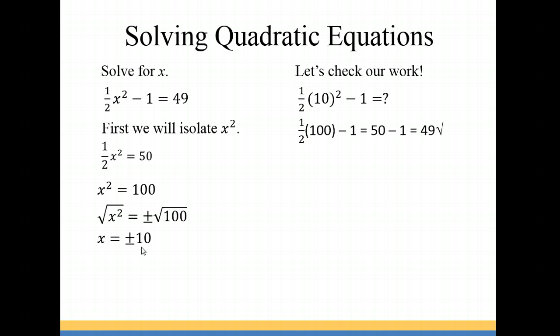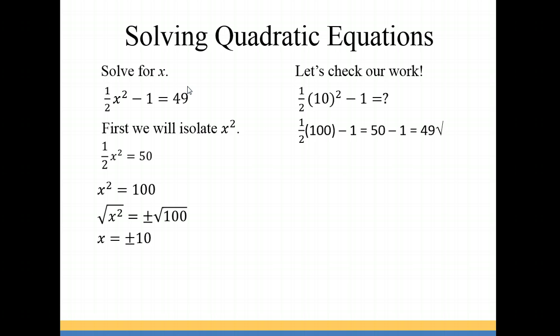Now let's check our work. So going back to our original equation where we had x here, we're going to put in 10. So our first step in simplifying this is to square the 10. So we get 100. Then our next step would be to do the multiplication. So we take half of 100 and we get 50. Then we're going to subtract the 1 and we get 49, which is the solution that we wanted to get.